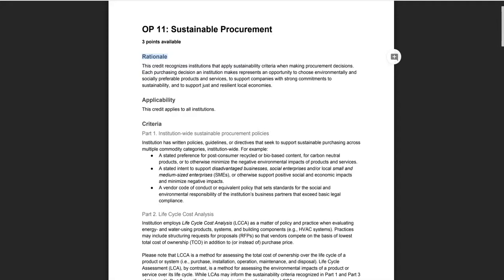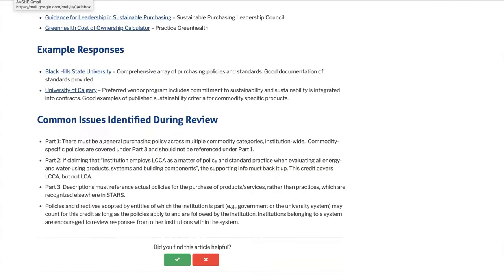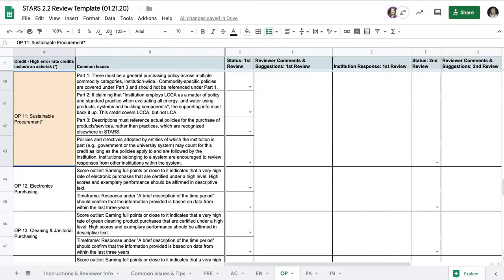We encourage institutions to pay close attention to this credit, partly because there's a very high likelihood that it will be reviewed, and also because it has one of the highest error rates in STARS, and we see a lot of misinterpretation in the credit criteria. You can find a summary of issues in one of two locations, either the Help Center credit article or the STARS 2.2 review template. For this video, we'll be walking through the STARS 2.2 review template.